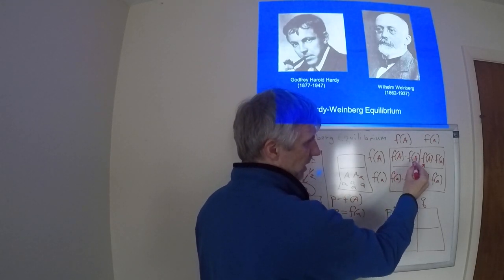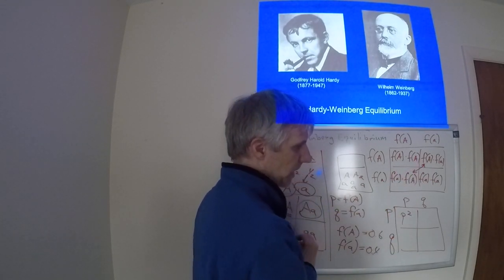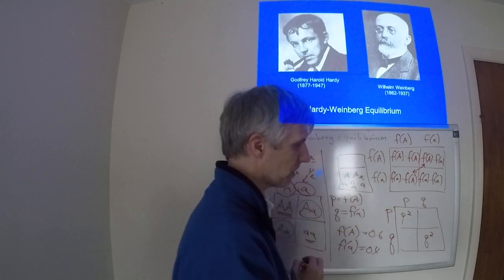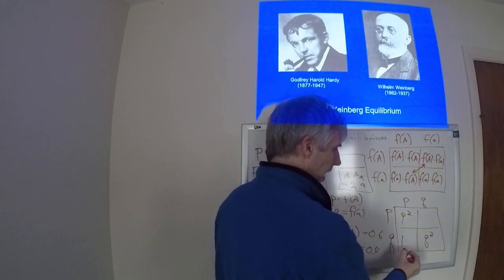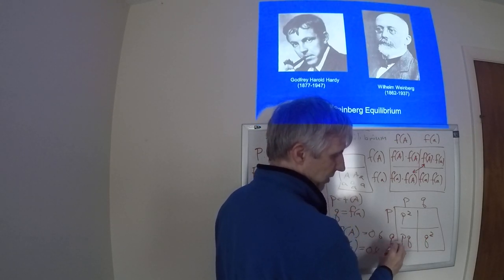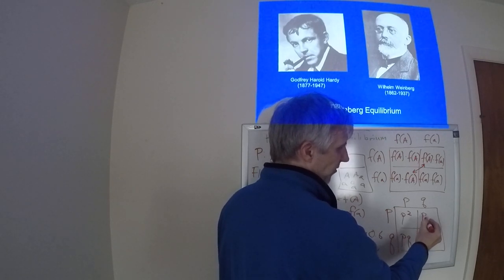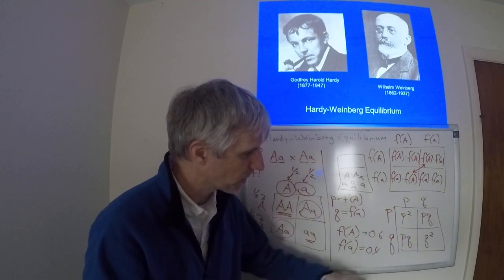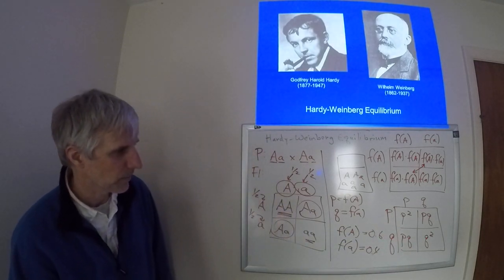And the probability of pulling out two big A's is equal to P squared, P times P. Two little a's is given by Q squared, and then pulling out a little a followed by a big A is QP, and a big A followed by a little a is PQ, but PQ equals QP, so I'm just going to write it as PQ.